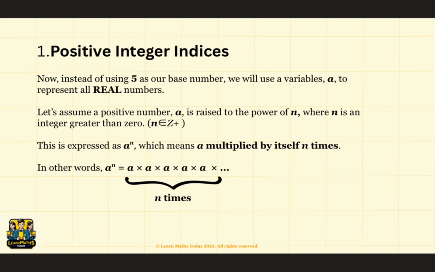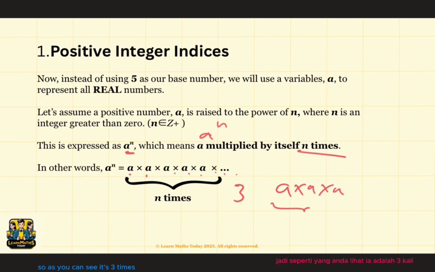As you can see, it's expressed like this, a to the power of n, which means a multiplied by itself n times. So there's 1, 2, 3, 4, 5, all the way to n times. If n is 3, then it will be a times a times a. As you can see, it's 3 times, which is equivalent to a to the power of 3. So that's what power means.